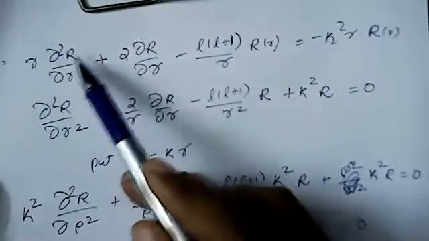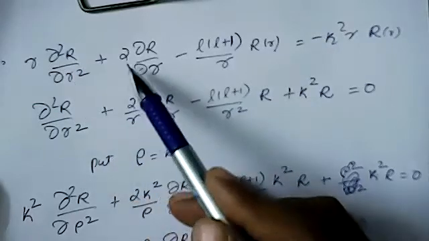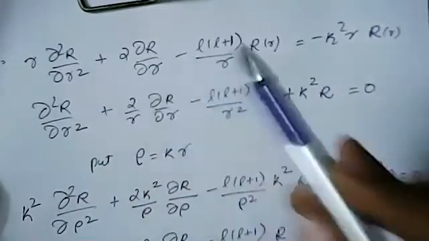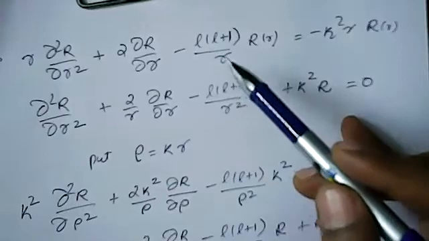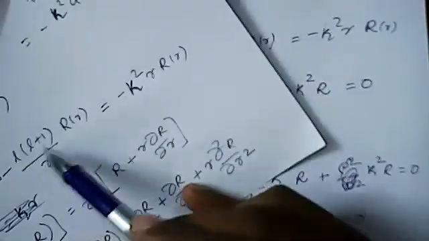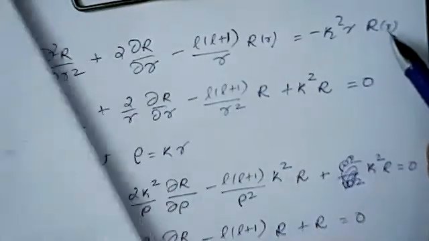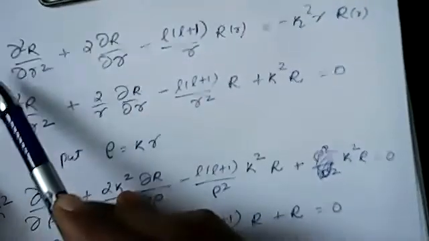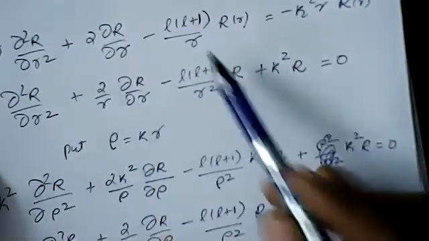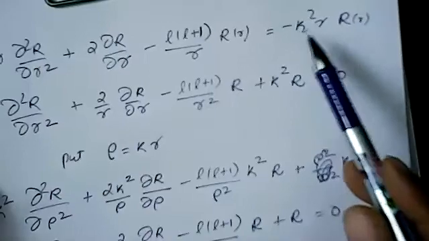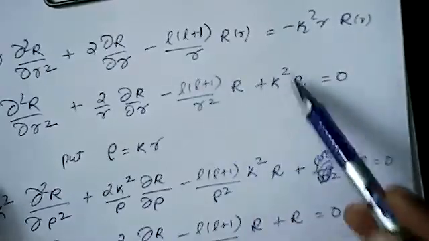So we get r into ∂²R/∂r² plus 2∂R/∂r. This is the substitution from the simplification. Now minus L(L+1)/r R, same thing, minus k² r R. Now you divide throughout by small r. So this r goes, then 2 by r comes, then here r square comes, here r cancels. So this minus sign you take to the left side, so that becomes plus k² R.